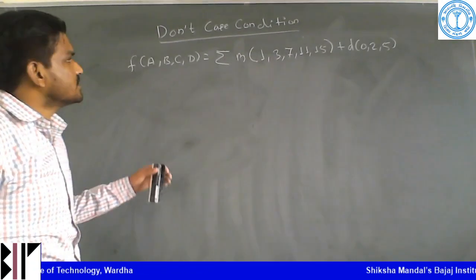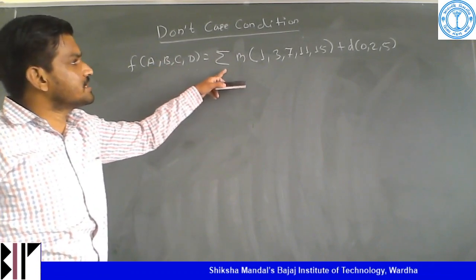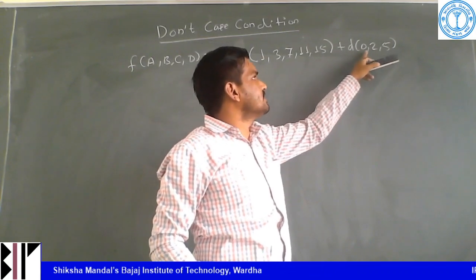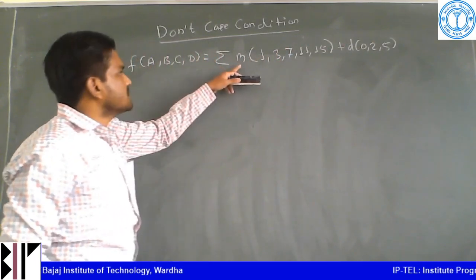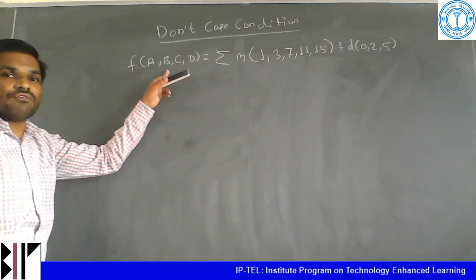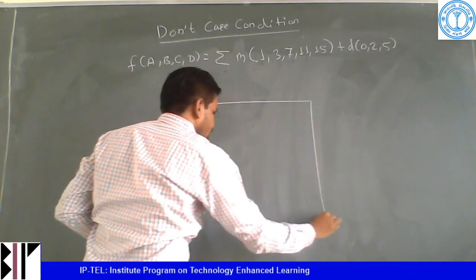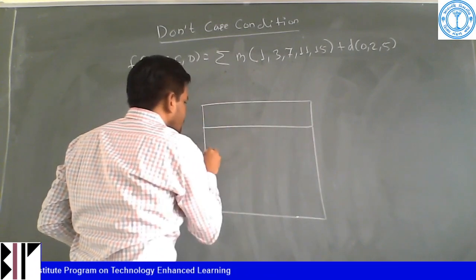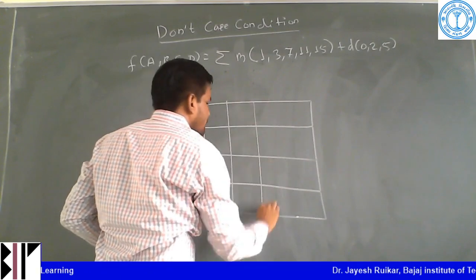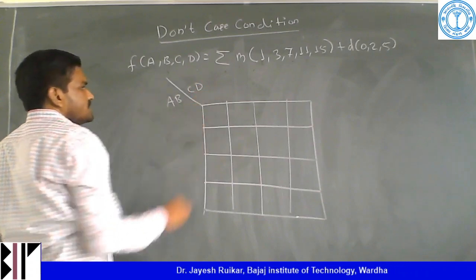So dear students, this is the example of a don't care condition. Here summation m is there, that means min terms have been given, plus this d represents the don't cares. So d at 0, 2, 5, and then summation m, the min terms are 1, 3, 7, 11, 15. This function is a 4 variable function. So I am plotting this as a 4 variable K-map, which contains 16 cells. Each cell represents a combination of the A, B, C, D variables.